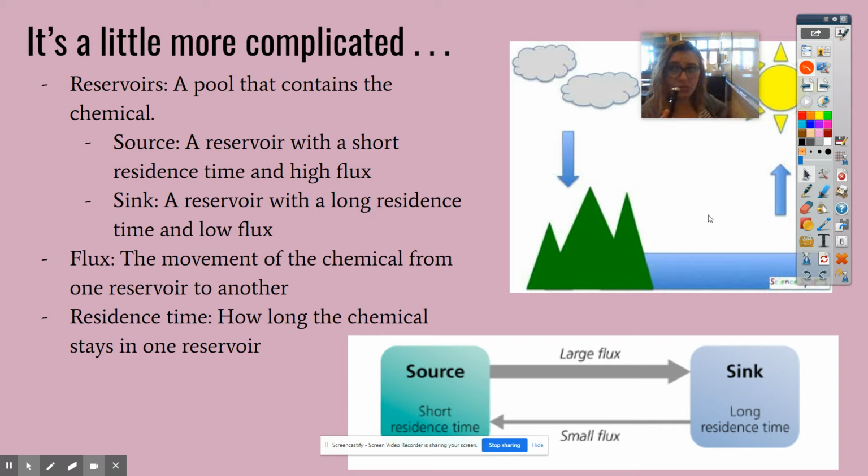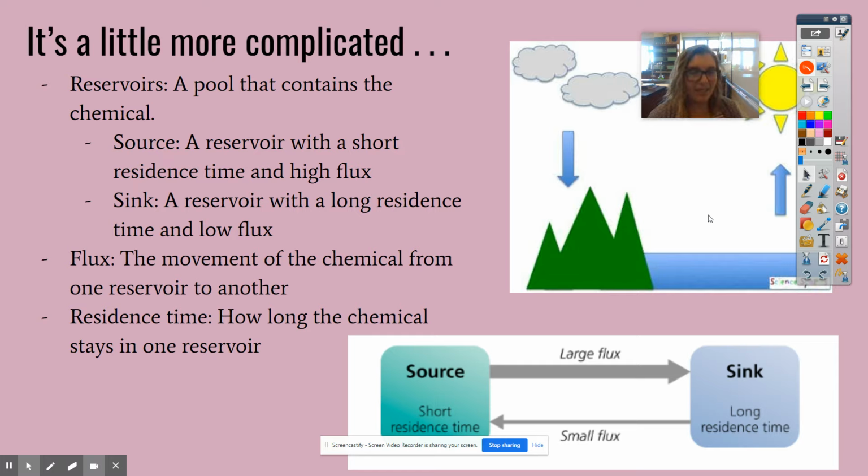So, quick review of words, reservoirs. These are pools that contain the chemicals. So for carbon, a great example would be our atmosphere, which contains carbon dioxide. It stores a lot of carbon in the atmosphere. And there are two different types of reservoirs. We have sources and sinks. A source, you can kind of think of it as a reservoir that emits a lot of that chemical. So for example, a source of carbon is going to be cars burning fossil fuels, right? That emits a lot of carbon dioxide. It's a source of carbon dioxide.